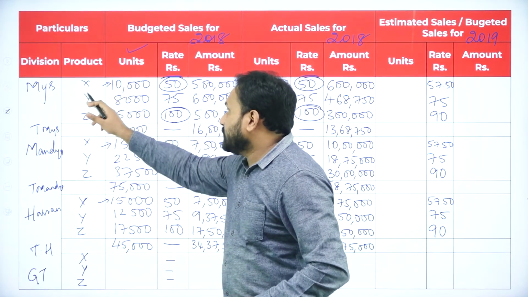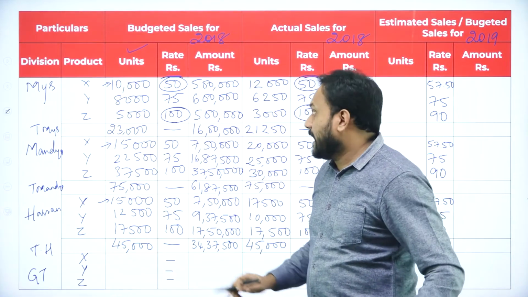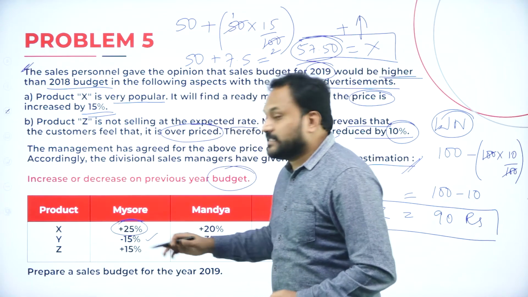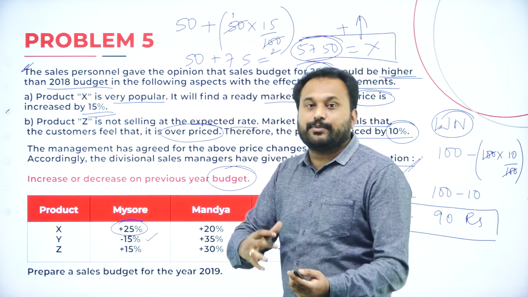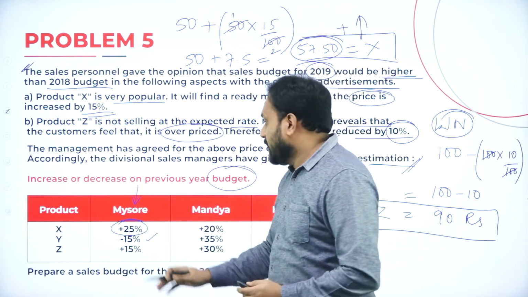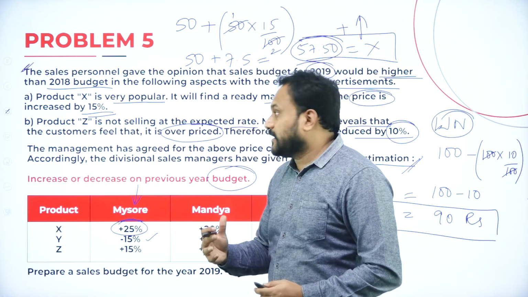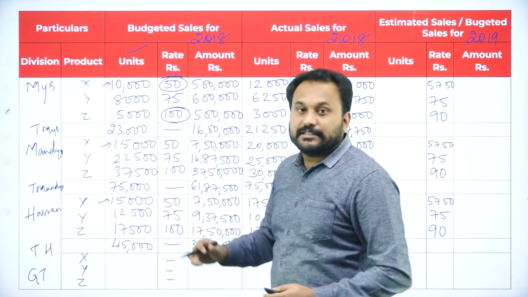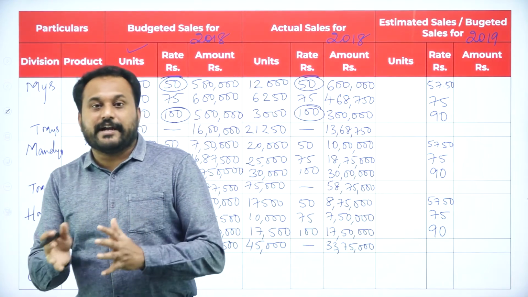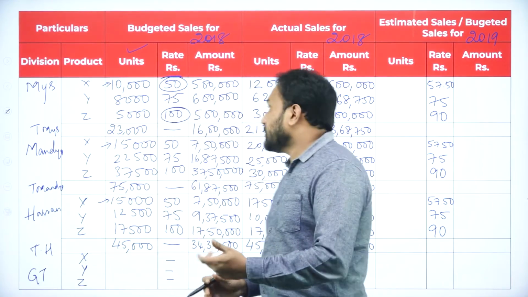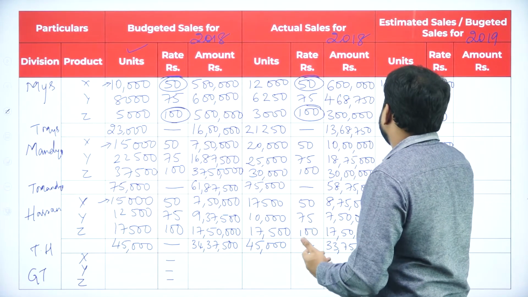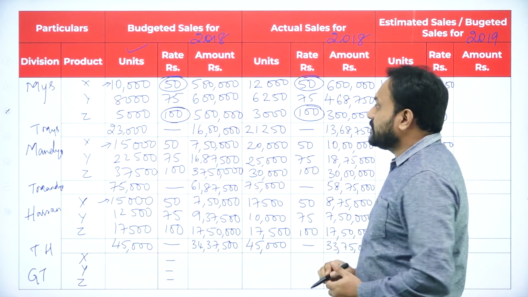So the first one is Mysore, Product X, 10,000 rupees is what we have, right? Now they are telling us product X has a 25% increase. So 10,000 plus 25%. Let's go one by one, with baby steps. First is the 25% increase. 10,000, 25% of it is 2,500. So 10,000 plus 2,500 is how much? You have here 12,500. This is the product.